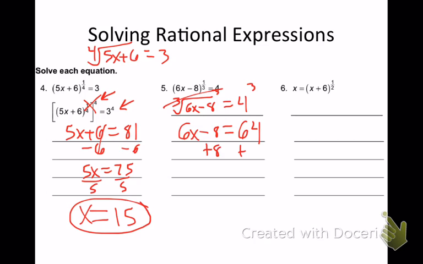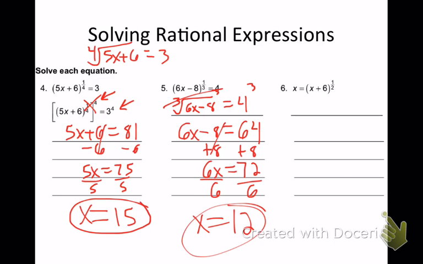Add 8 to the other side. 6x equals 72. Divide both sides by 6. 72 divided by 6 gets me x equals 12. Nice job.